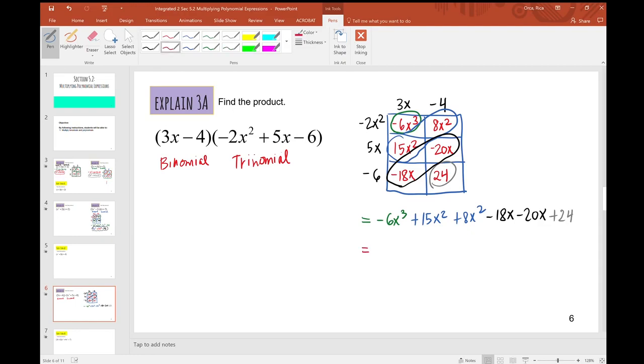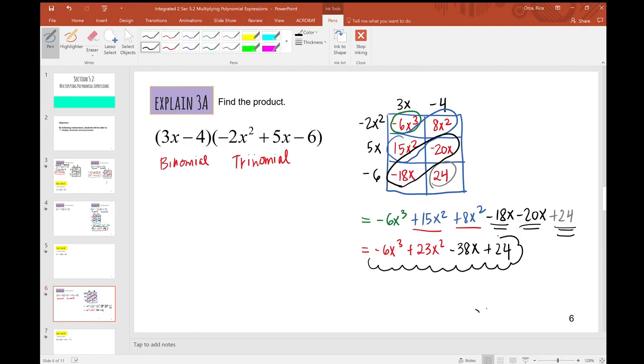Let's simplify. We have negative 6x to the third. 15x squared plus 8x squared is 23x squared. Negative 18x minus 20x is negative 38x. And then finally, plus 24. So the answer to our problem is negative 6x to the third plus 23x squared minus 38x plus 24.